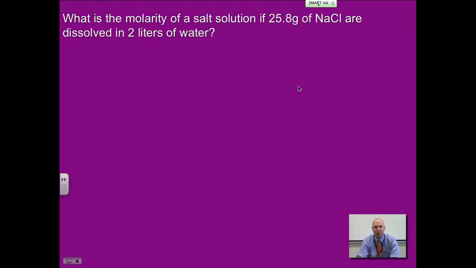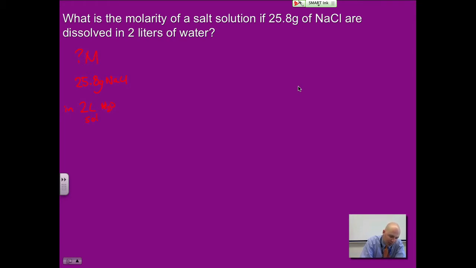Our first one says, what is the molarity? So again here, let me just interrupt everybody. I would hope that when you're solving these problems, you take what's given and write what's given before you even go too far. So what is the molarity of a salt solution if 25.8 grams of salt are dissolved in 2 liters of water?